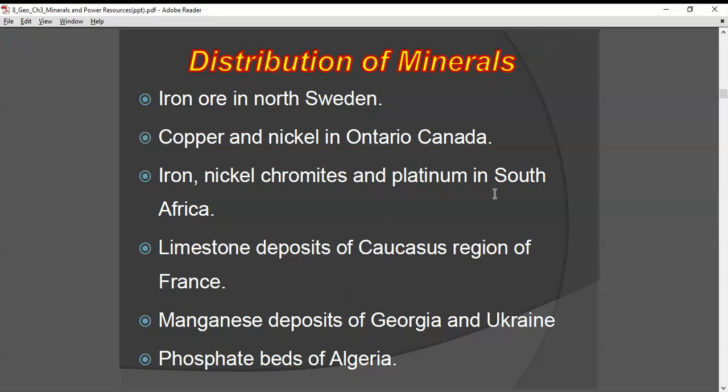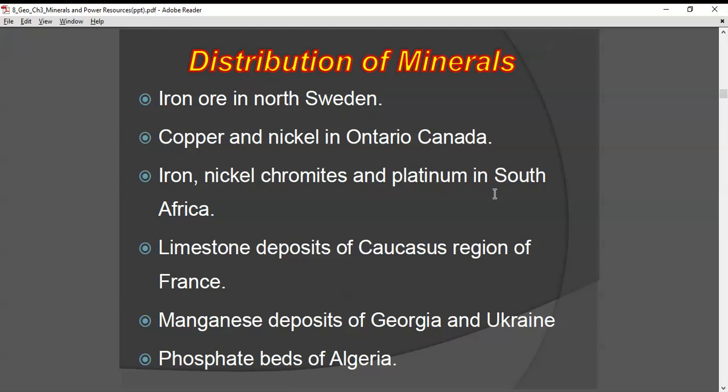Okay, yeah. So there are limestone deposits in the Caucasus regions of France. There are manganese deposits in Georgia and Ukraine. There are phosphate beds in Algeria. So different countries have different kinds of minerals. It is not that one single country will have all the minerals which they require. So whenever some mineral is not available in a country, they will import those minerals from different countries. And if some country has an excess of some mineral, they will export it to another country which requires that mineral.